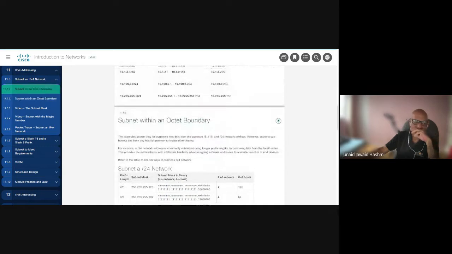Okay, subnetting on the octet bar. So how do you actually subnet a network? Now, in today's network, if you're working for a company, you actually never have to do this. You never have to subnet a private network.